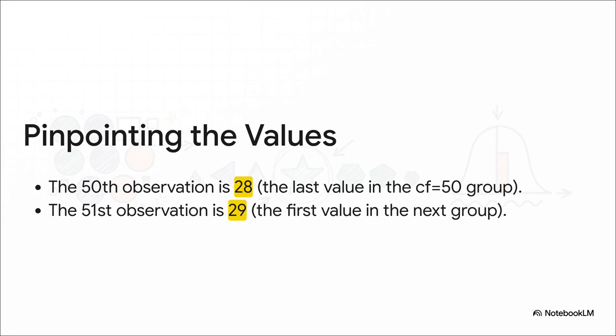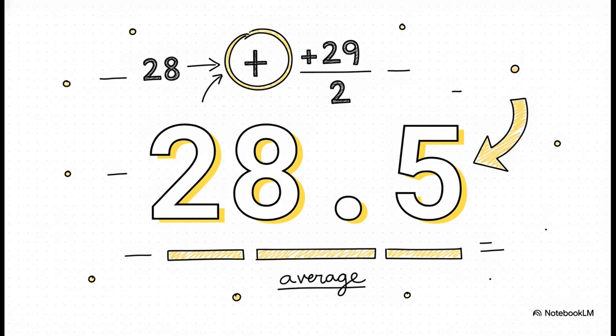See? We found them. And now we're at the easy part. We just need the average of those two middle values. So we take 28, add 29, divide the whole thing by 2, and we get 28.5. And that right there is our median.